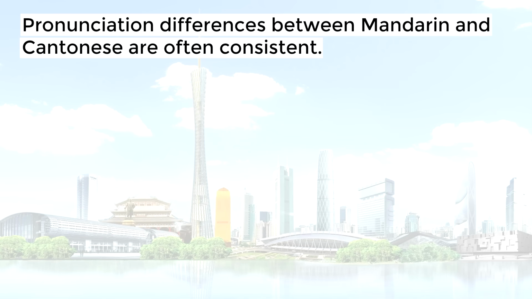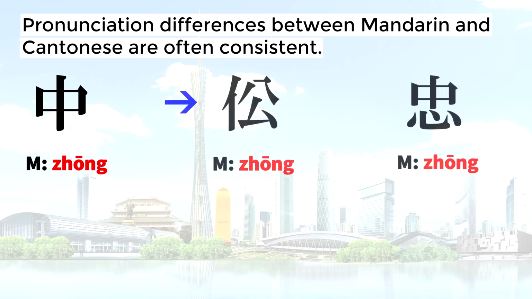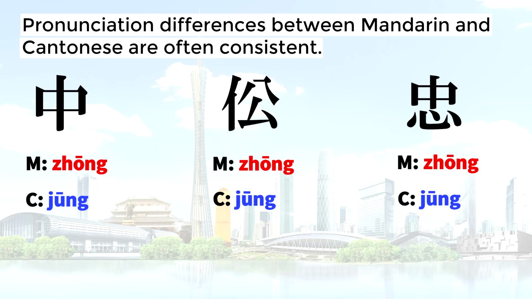Pronunciation differences between Mandarin and Cantonese are often consistent. This character that we just looked at is pronounced 中 in Mandarin, and so is this character, and this one, among many others. In Cantonese, they're all pronounced 中. The difference here lies mainly in the initial consonant sound. The systems of romanization are different for Mandarin and Cantonese, so the Roman characters might be a little misleading here.